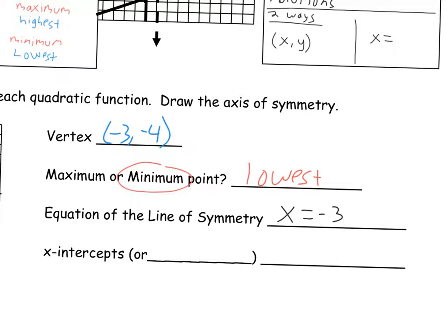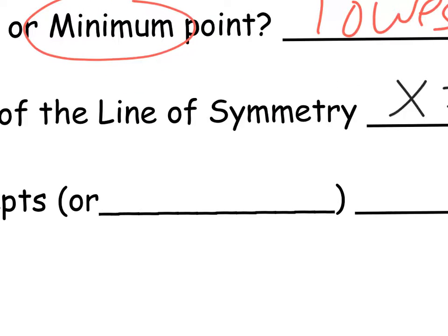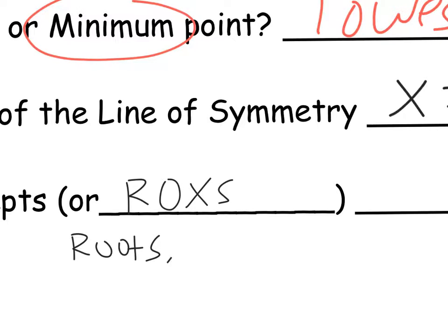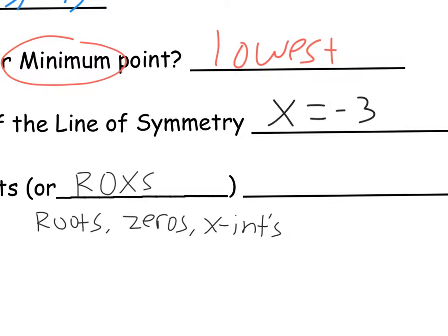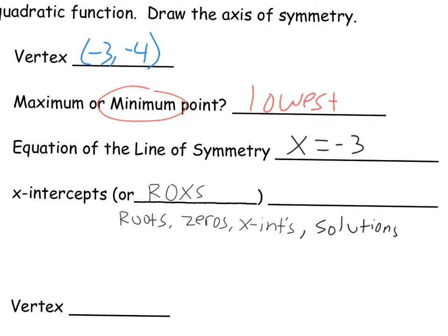All right, x-intercepts, or what's the acronym? ROCKS. Giselle, what's the R stand for? Roots. Very good, roots. What does the O or the 0 stand for? Zeros. Very good. I'm going to abbreviate this into x-ints. Remember that stands for intercepts. And then the S. Solutions. Perfect.